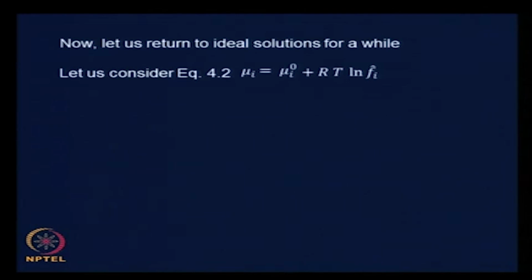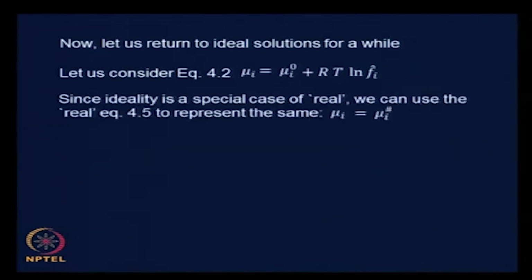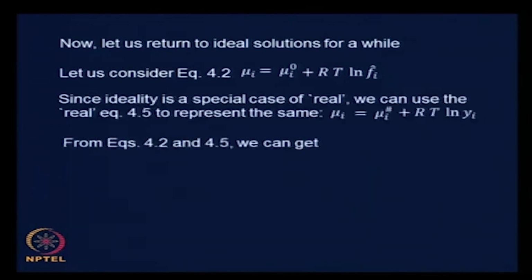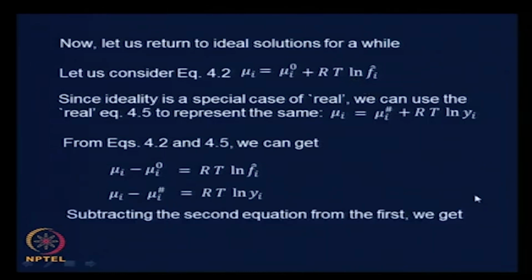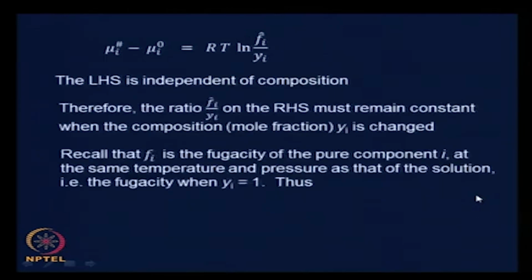Now, by considering the ideal solution and manipulating the expression mu_i = mu_i° + RT ln f_i hat, we came up with an expression, and this argument was important there. We came up with this expression: mu_i hash minus mu_i° equals RT ln (f_i hat / y_i).